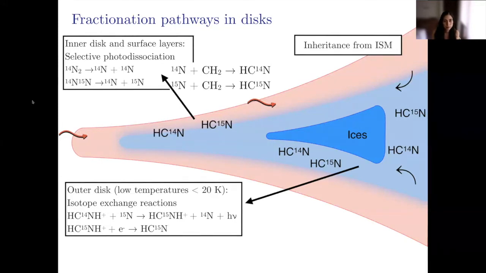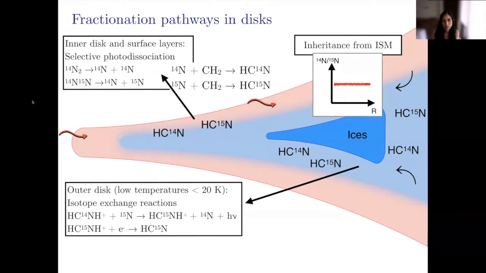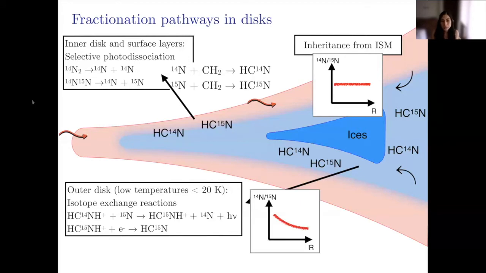If inheritance is dominating, then you could expect to see a flat fractionation ratio as a function of radius. If the cold pathway dominates, then we could expect to see a decreasing profile as a function of radius. And if isotope selective photodissociation is the dominant one, then you could expect to see the opposite, an increasing fractionation profile as a function of radius. So of course, for this, we need to see what the observation is telling us.